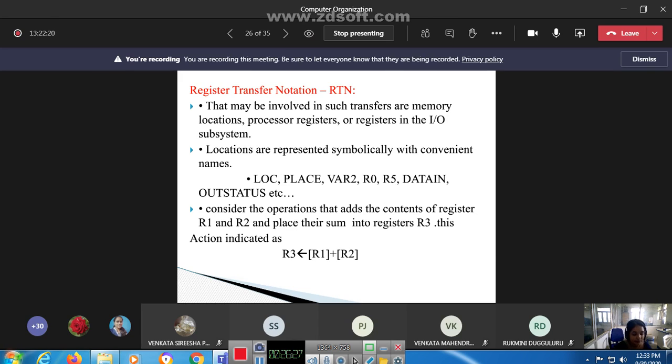So the transfer of information from one location to another location in the computer. The possible locations that may be involved in such a transfer are memory locations, processor registers, or registers in the input and output subsystem. The addresses of the memory locations may be LOC, place, or a variable, or to a processor register. Processor register names may be R0, R5, and input output register names may be.